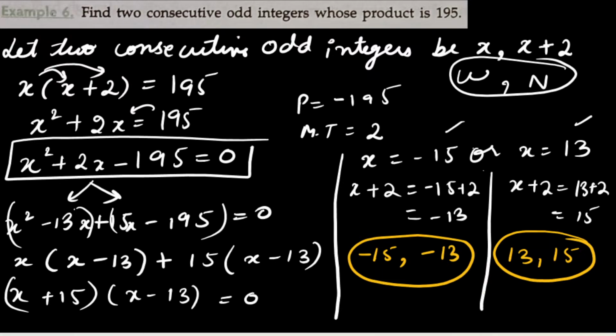So both the possibilities you have to write. Why? Because you always have to see the question. The question says consecutive odd numbers. Both are consecutive odd numbers only, odd integers. Integers are both positive as well as negative. So that's why both the options are acceptable here.